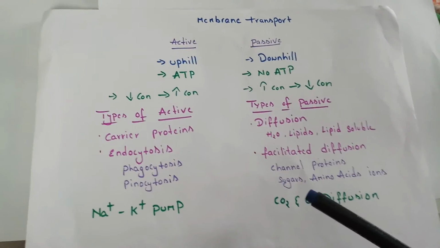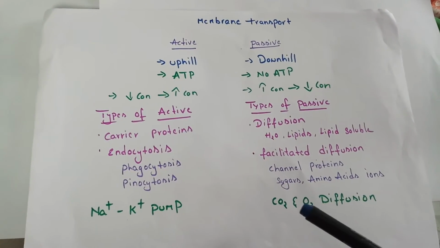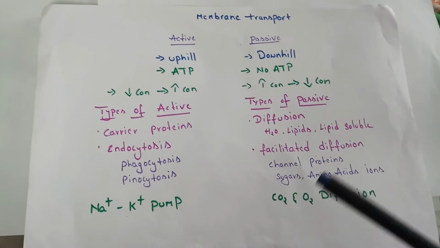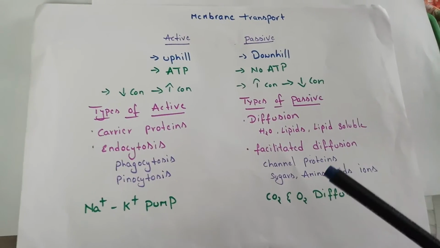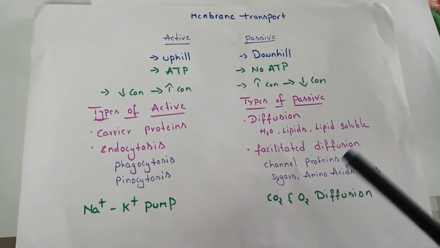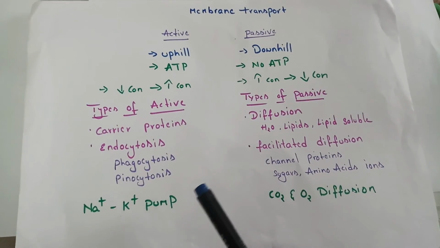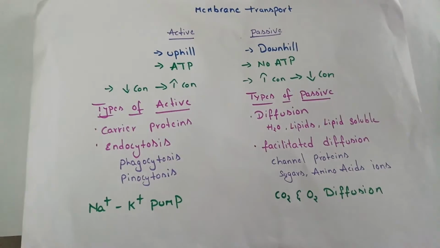And finally, the best example of passive transport is carbon dioxide and oxygen diffusion in our body, which are transported by the process of diffusion. So this also best explains passive transport. In the next topic, we are going to discuss osmosis as well as the sodium and potassium pump. Thank you very much.